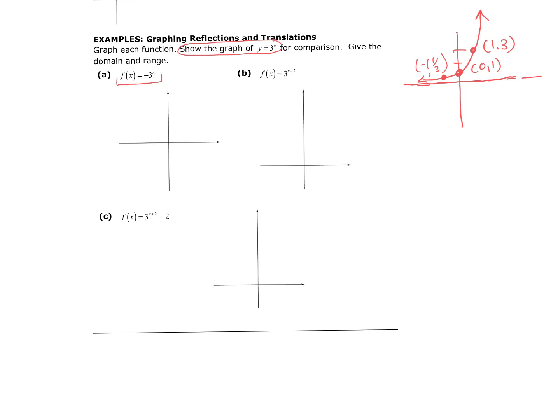Well, we've learned that a negative sign in front of the function, like it is here, is going to be a reflection on the x-axis. So what happens to those points? You can't just say reflection, by the way, because you need to know which axis. So (0, 1) is now going to be (0, -1), (1, 3) is now going to be (1, -3), and (-1, -1/3). And this graph will look something like this.